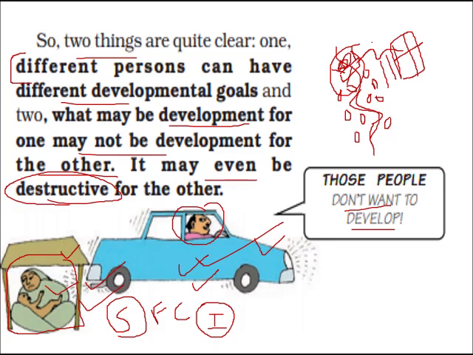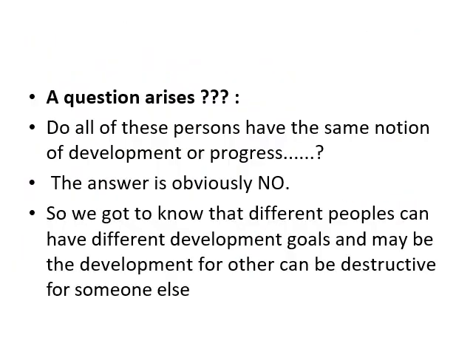So we can clearly say that development for one cannot be development for the other. Second point, development for one can be destruction for the other. This is how the notion of development changes. Now, a question arises: do all these persons have the same notion of development or progress? The answer is yes and no, as we discussed. We got to know that different people can have different development goals, and the development for one can be destruction for somebody else. Okay, this is clear.